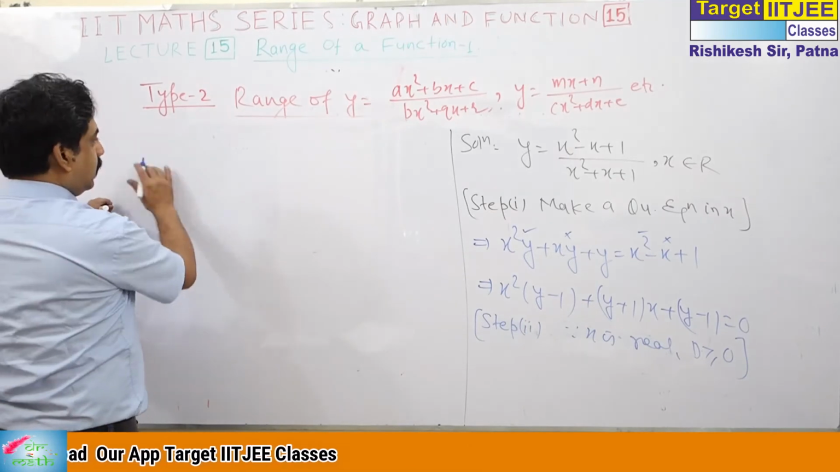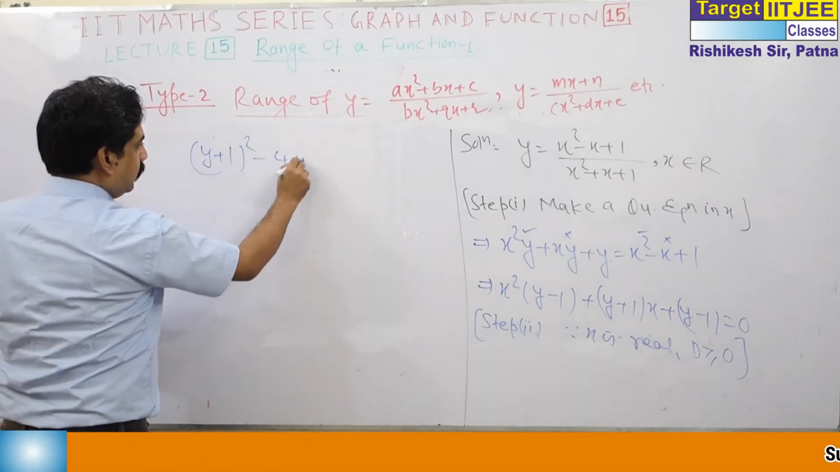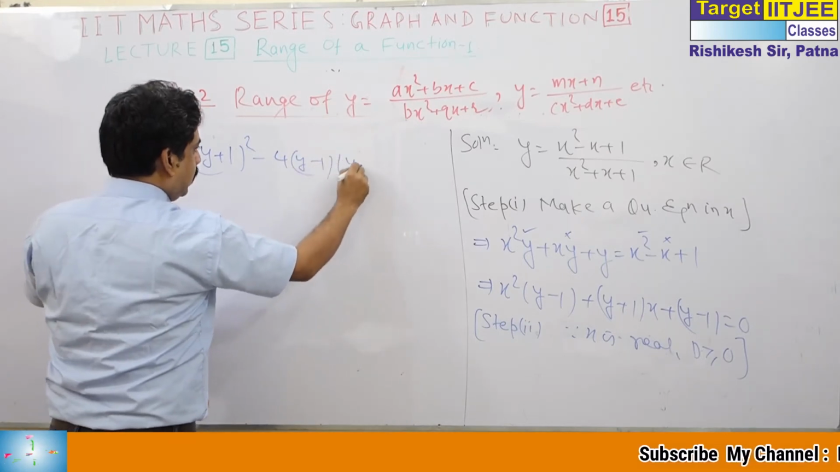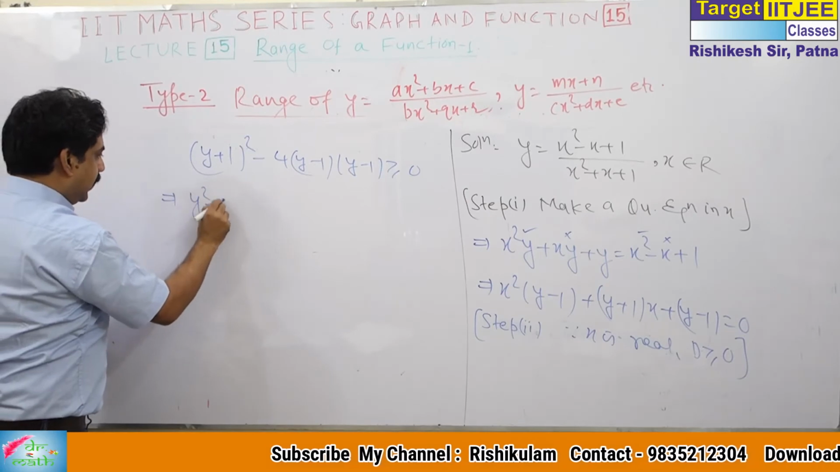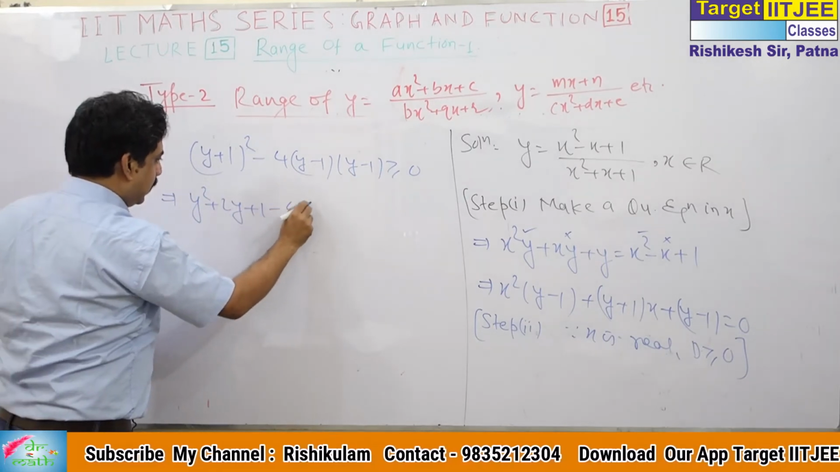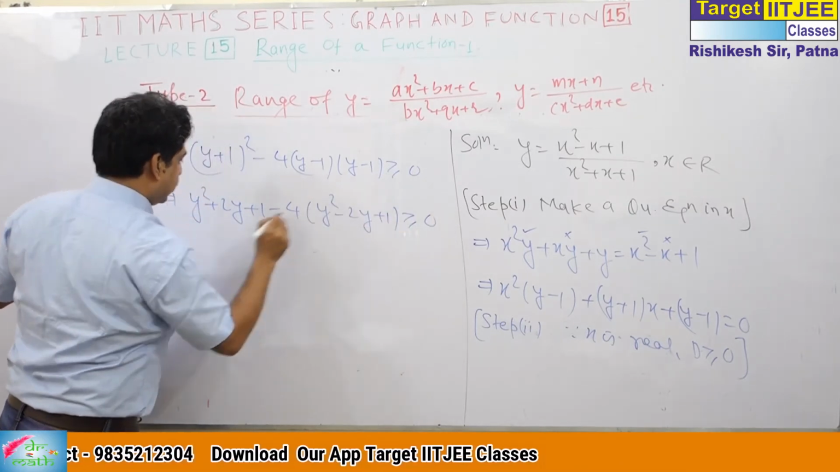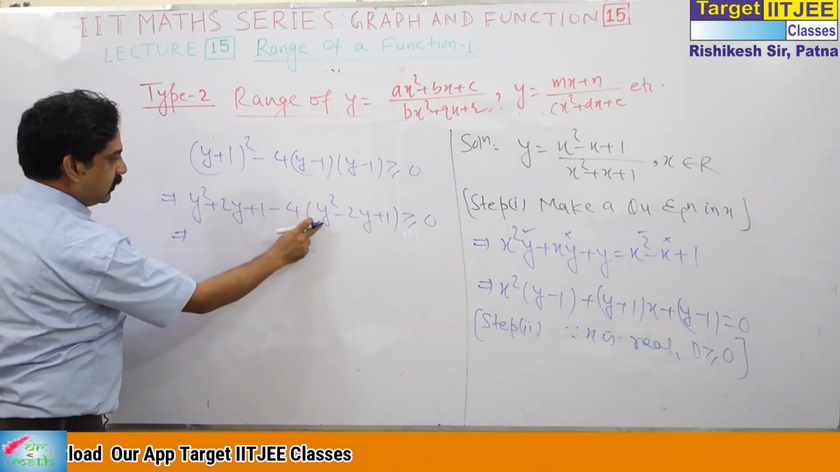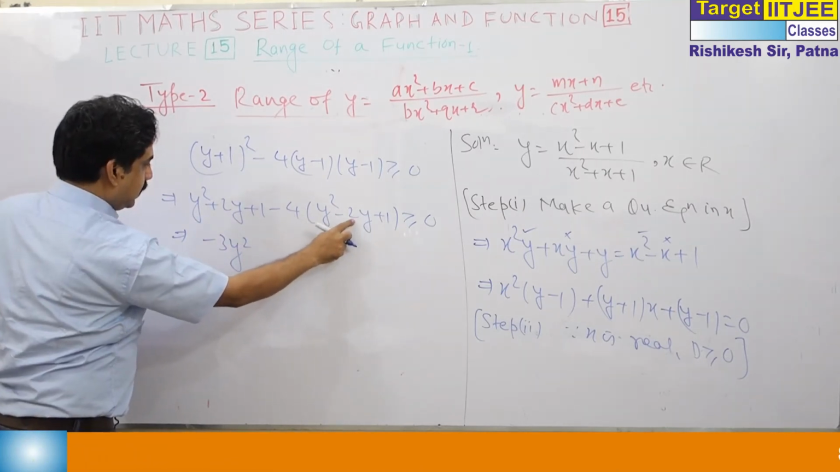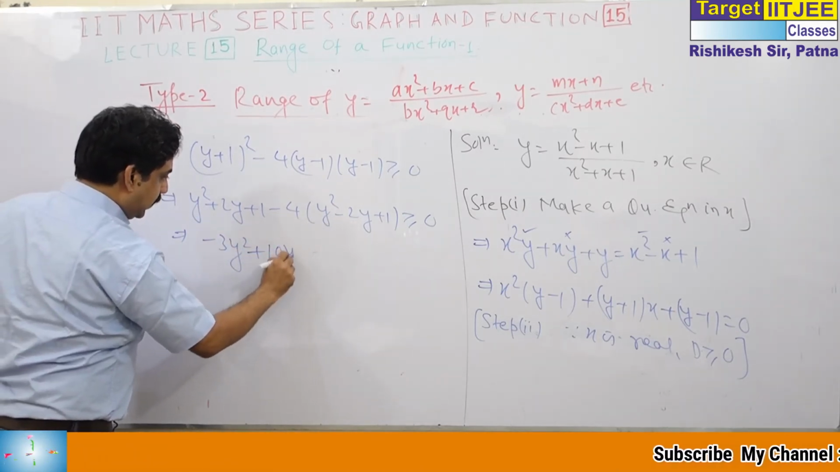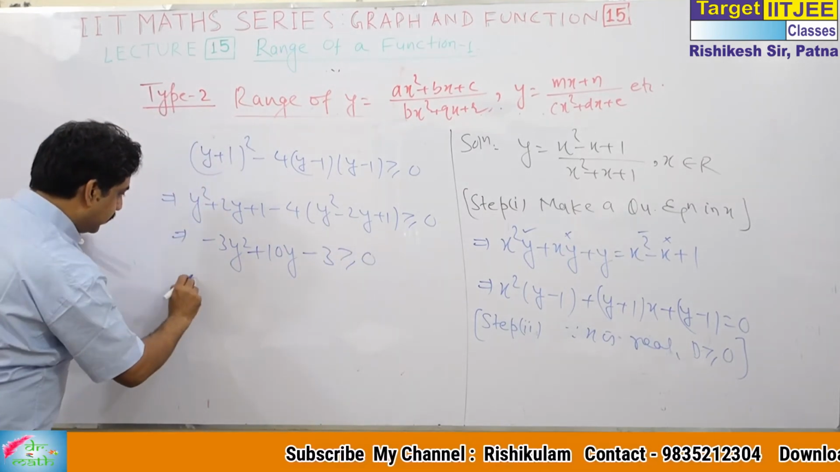What is D? y plus 1 square minus 4 into y minus 1 into y minus 1 greater than or equal to 0. This is y square plus 2y plus 1 minus 4y square minus 2y plus 1 greater than or equal to 0. Then this is minus 3y square plus 10y minus 3 greater than or equal to 0.